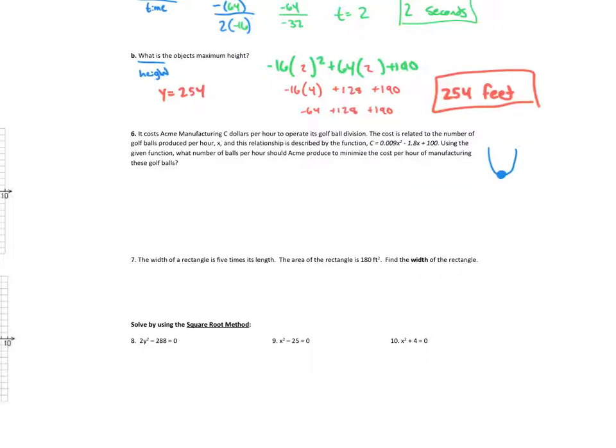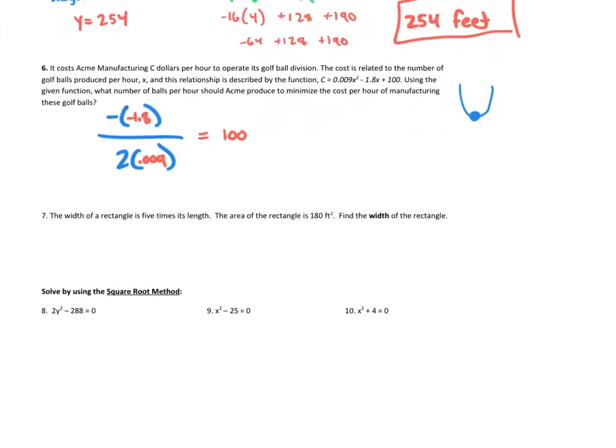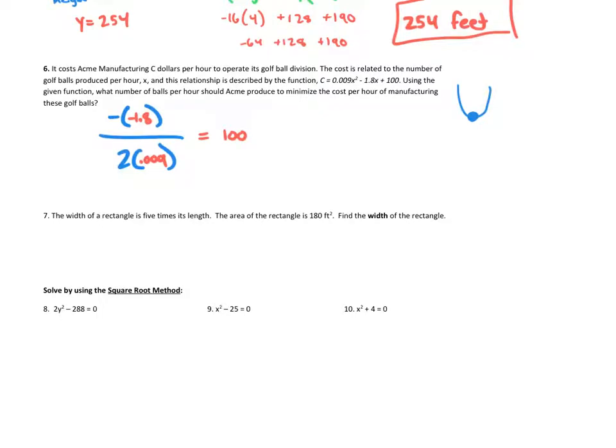It says, what number of balls should Acme produce to minimize the cost per hour? Well, the cost per hour is x, so we're looking for the y coordinate here. And to find the y coordinate of that vertex, we first need to do negative b over 2a. And so we'll input those here. And when we calculate this out, we'll get 100. So the 100 answers the question here because it says, what number of balls per hour?